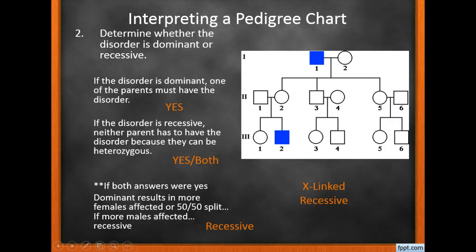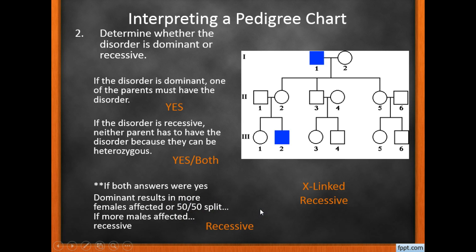We could further provide proof to claim that this is recessive by looking at these statements. The disorder is dominant, so one of the parents must have it. Well, we can't rule that out because one of the parents does, so we move to the next one. If the disorder is recessive, neither parent has to have the disorder because they can both be heterozygous. So once again, that doesn't rule either one out, so we go to the third one. Both the answers are yes.